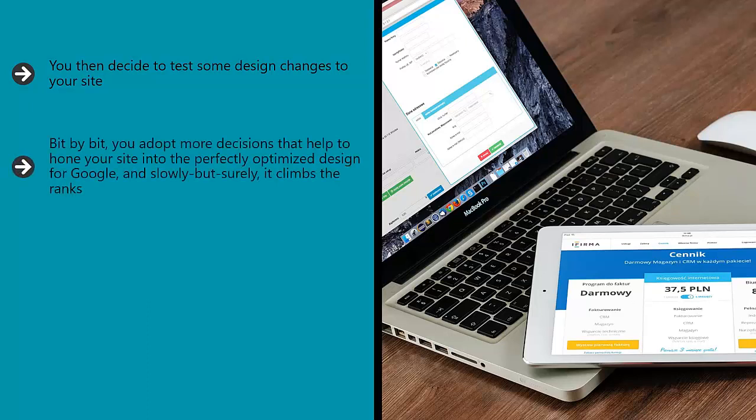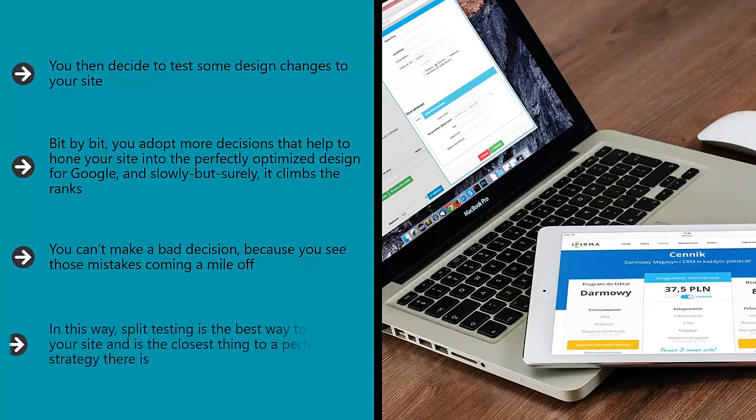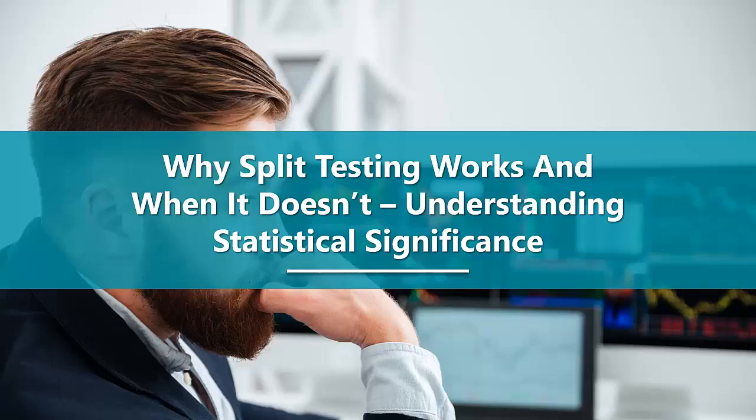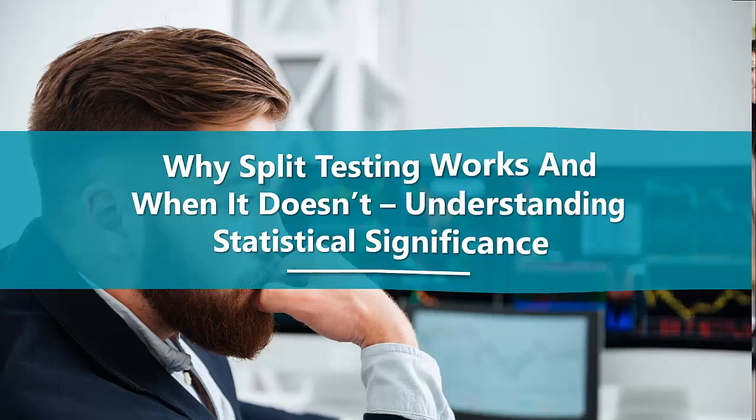Bit by bit, you adopt more decisions to help to hone your site into the perfectly optimized design for Google, and slowly but surely, it climbs the ranks. You can't make a bad decision because you see those mistakes coming a mile off. And if you keep tweaking, you keep on improving. In this way, split testing is the best way to evolve your site and is the closest thing to a perfect strategy there is.